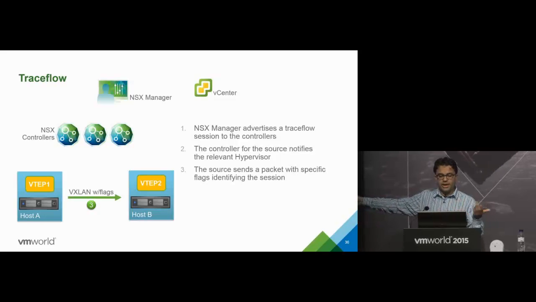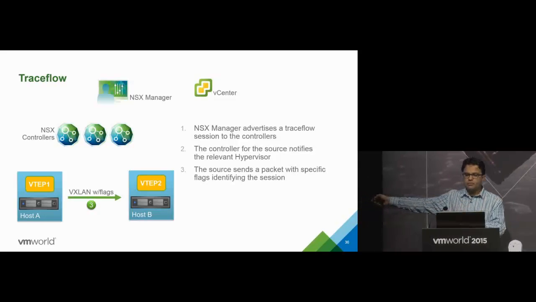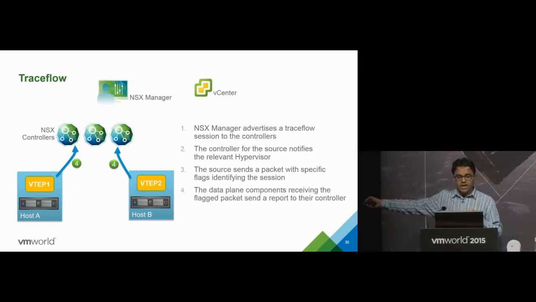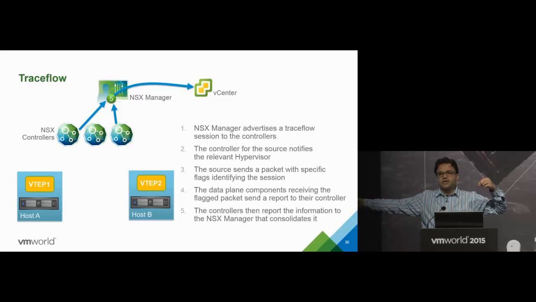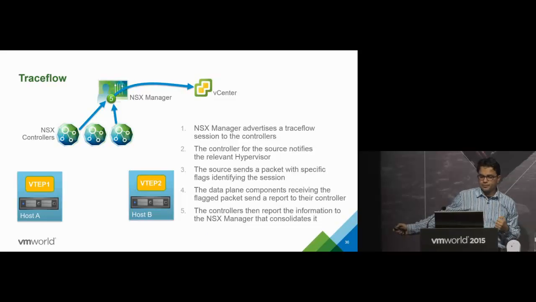So this is a special packet, as you can see in number 3. This goes to the destination, and while it is traveling inside the software stack, it's reporting all the observations back to the controller. The controller receives the information and feeds it into the NSX manager, and you see it in a nice GUI fashion.